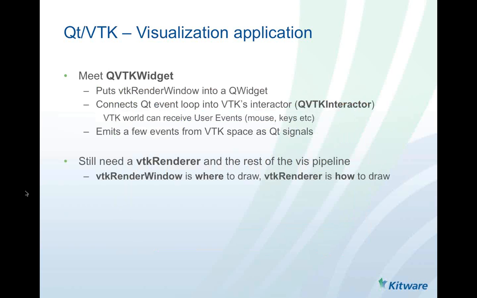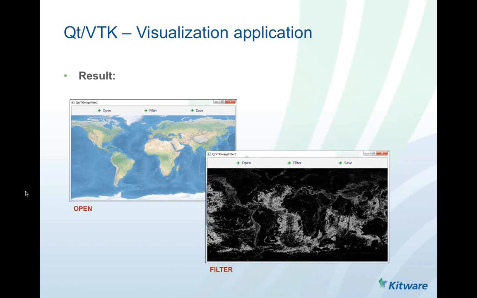So I've said that the job of QVTK widget is to hold a render window inside a Q widget. It also, the other important thing it does is connect Qt's event loop into VTK's interactor, so that the VTK world can receive things like mouse events and key events and so forth. So we can put a VTK scene in there, but so far this is just the render window itself. We still have to set up the renderer and the whole visualization pipeline that fits behind it.